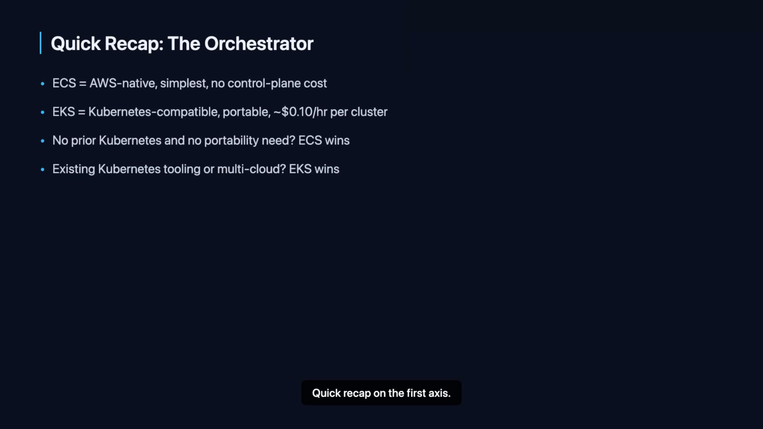Quick recap on the first axis: ECS is Amazon Web Services native, simplest, and free at the control plane. EKS is Kubernetes compatible and portable at about 10 cents per hour per cluster. If a scenario gives you no prior Kubernetes and no portability requirements, choose ECS. If it mentions existing Kubernetes tooling or multi-cloud, choose EKS. That's the whole first axis.